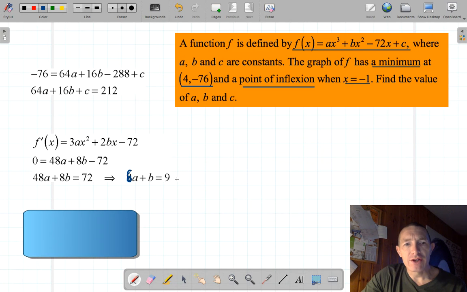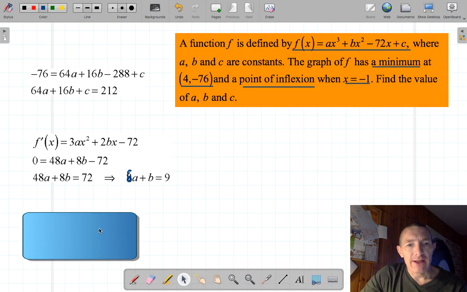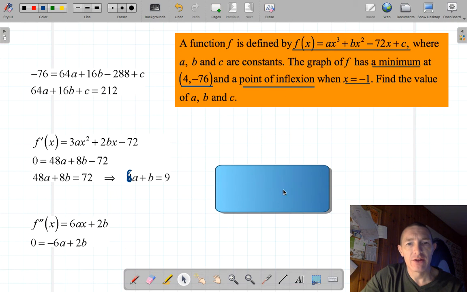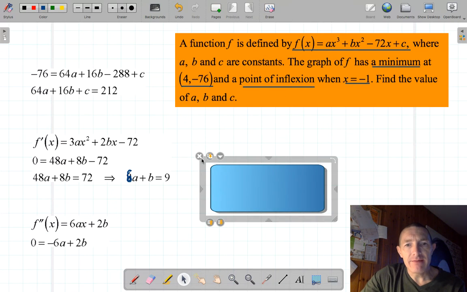So I've got one equation here with 2 unknowns, one equation here with 3 unknowns. It still doesn't help me. So let's go to the final one, which is the point of inflection. On my point of inflection, I differentiate again. So I take this one and I make it 6ax plus 2b, and the -72 disappears. Now I'm going to put -1 in, and similar to here, I'm going to get an answer of 0 on the second differential if I've got a point of inflection. So that's what I've done here.